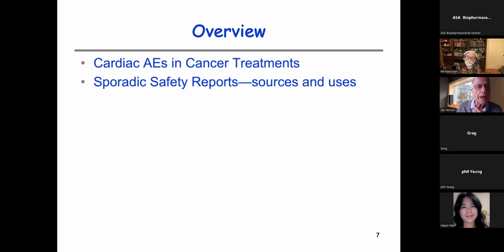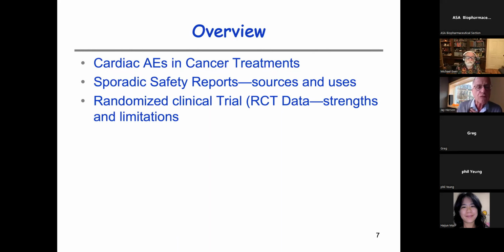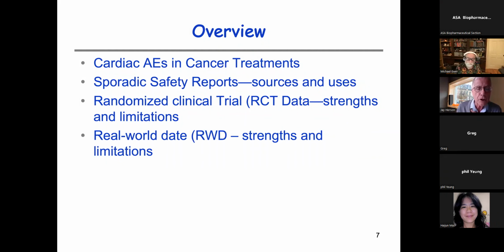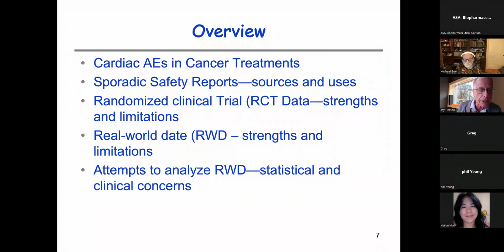And we'll talk about the sporadic safety reports, their sources and uses, and they do have important uses, as some of you may be thinking right now. Randomized clinical trials, their strengths and limitations. Real world data, yes, they have strengths and also limitations. And what are the attempts to analyze real world data, and the statistical and clinical concerns on that?